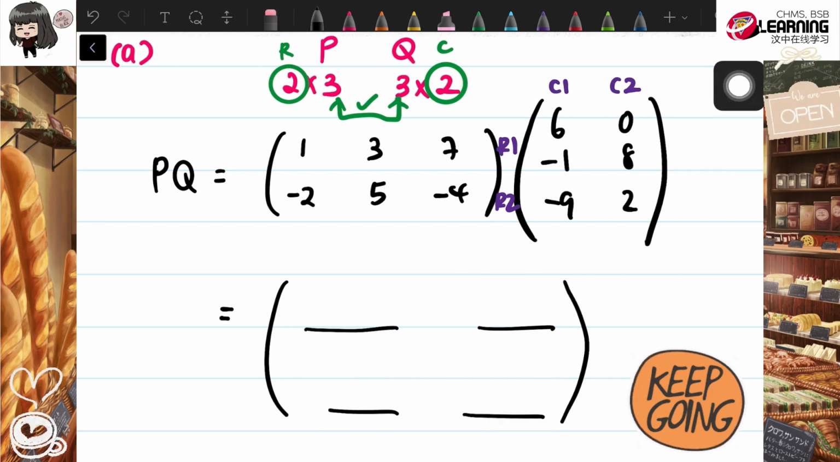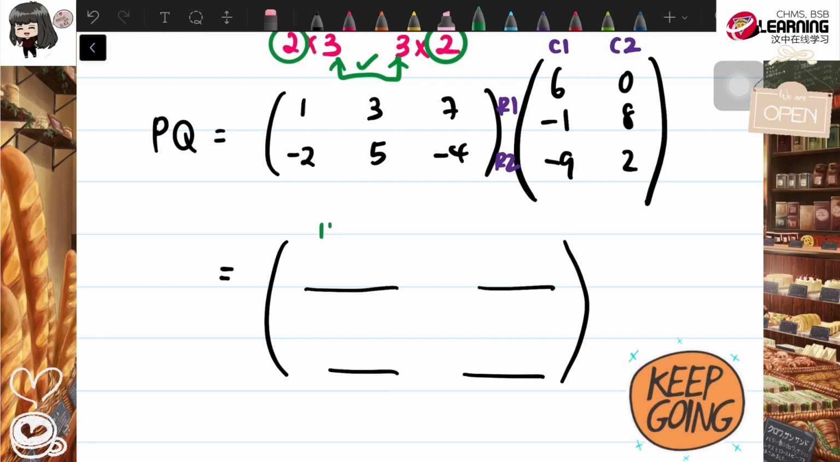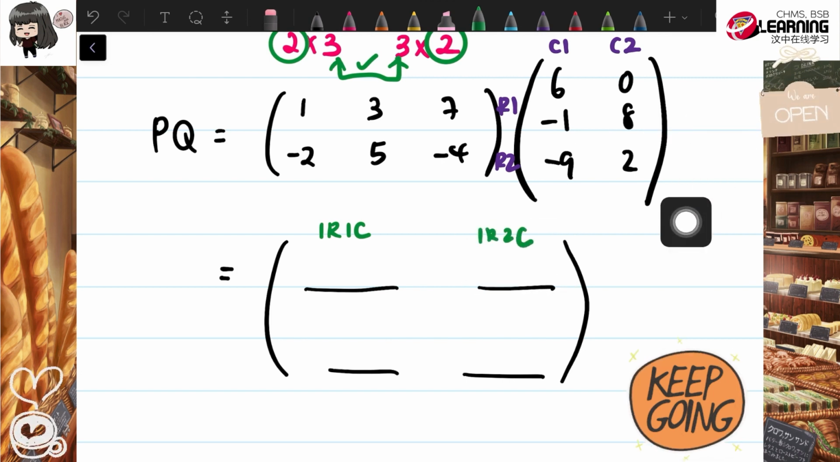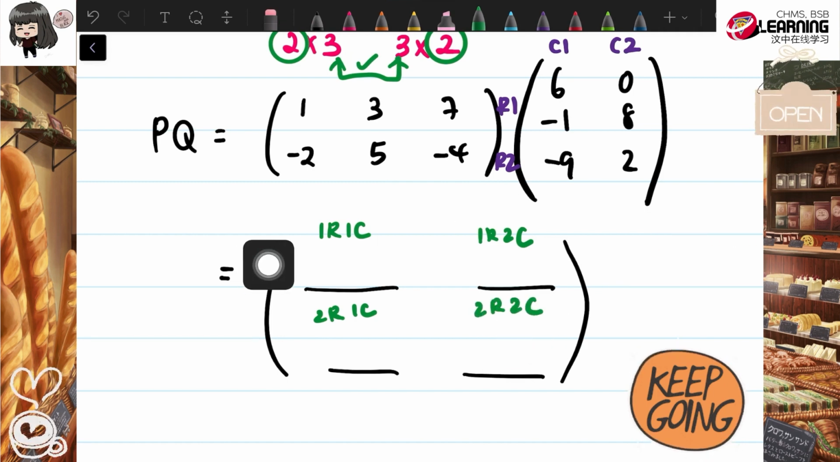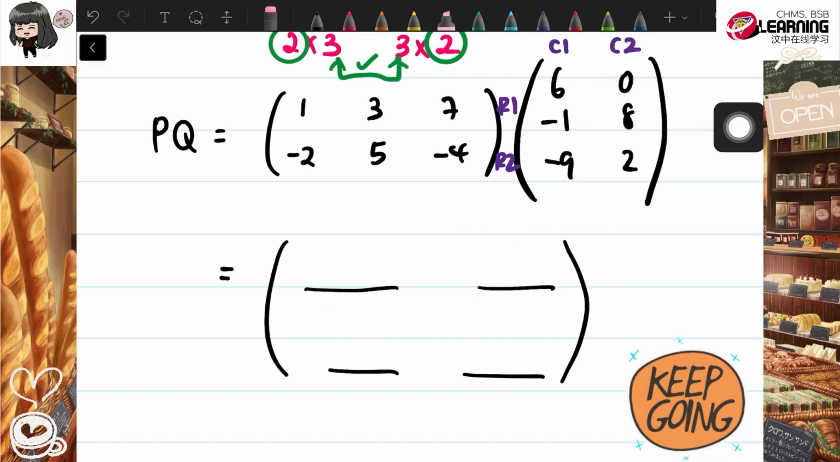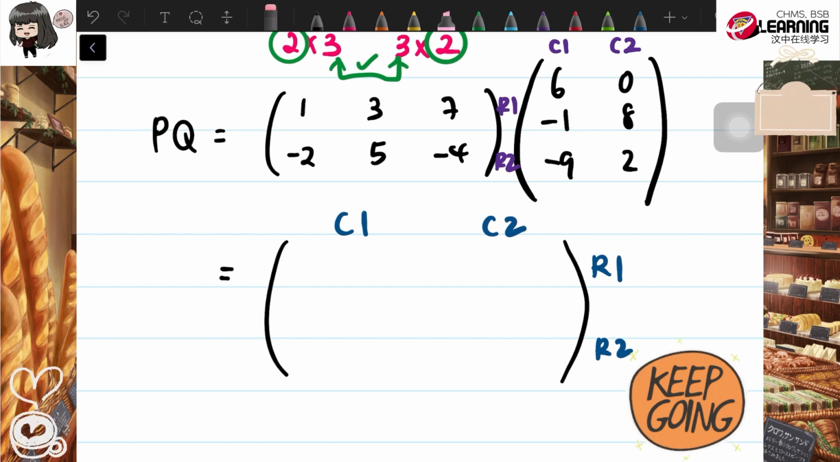So this one is your first row, first column. This element here is your first row, first column. This element here is your first row, second column. Here is your second row, first column. And here is your second row, second column. Please don't get confused. Remember it's row 1, row 2, column 1, column 2. If you don't want to write like this, you can always write this way also. So you have 4 answers here.